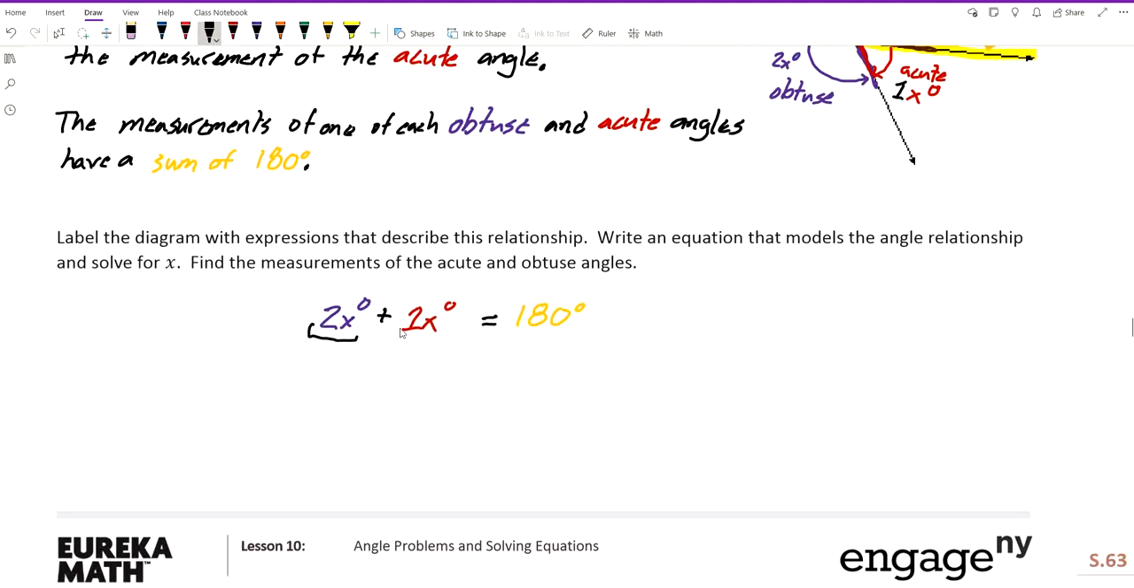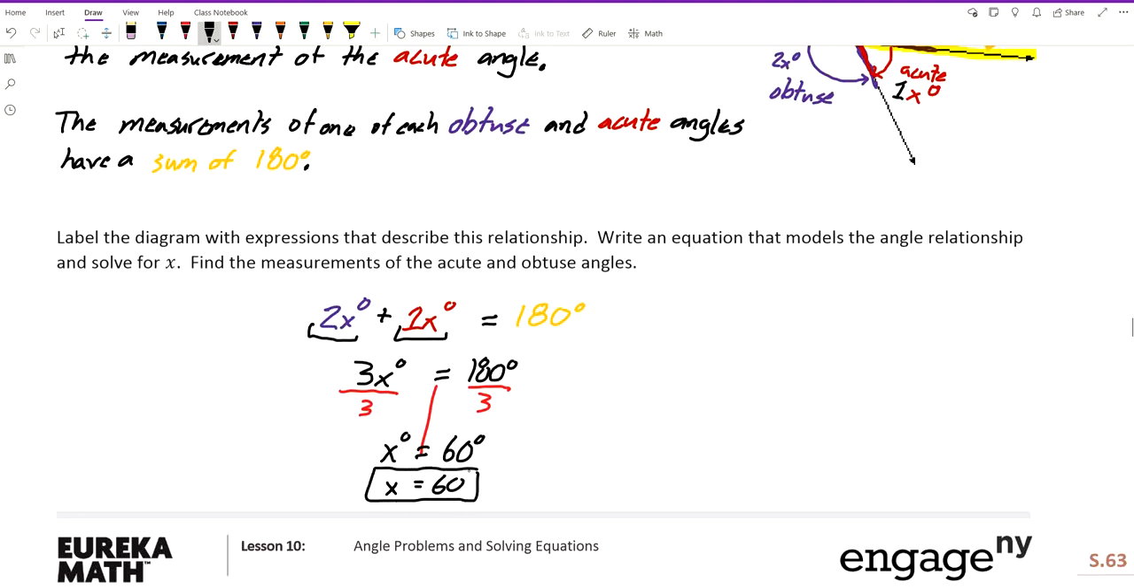So 2x plus 1x equals 3x degrees equals 180. There we go. Now we're just going to get x all by itself by dividing each side by 3. So x degrees will equal 60 degrees. X equals 60. So there we go. We solved for x, but keep in mind they're asking us to do a little more.